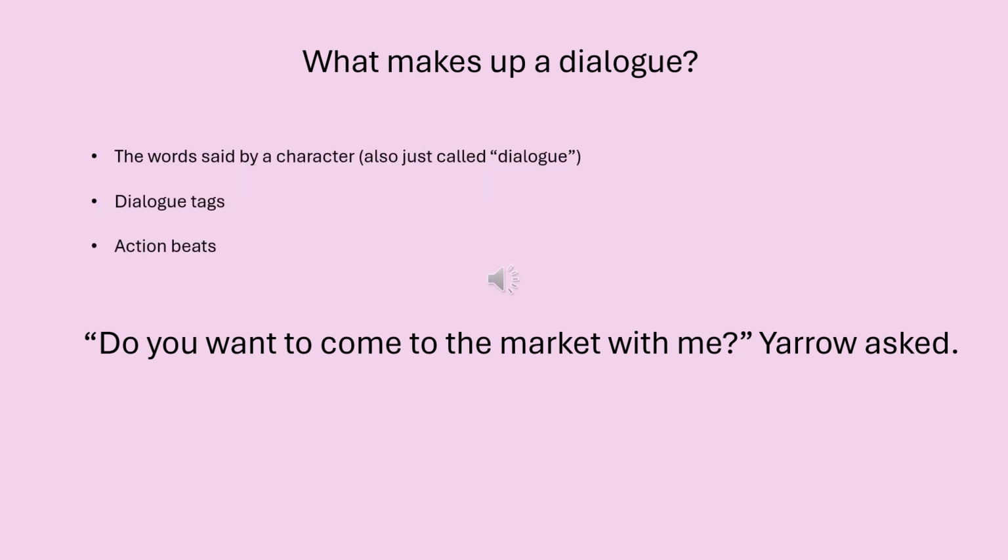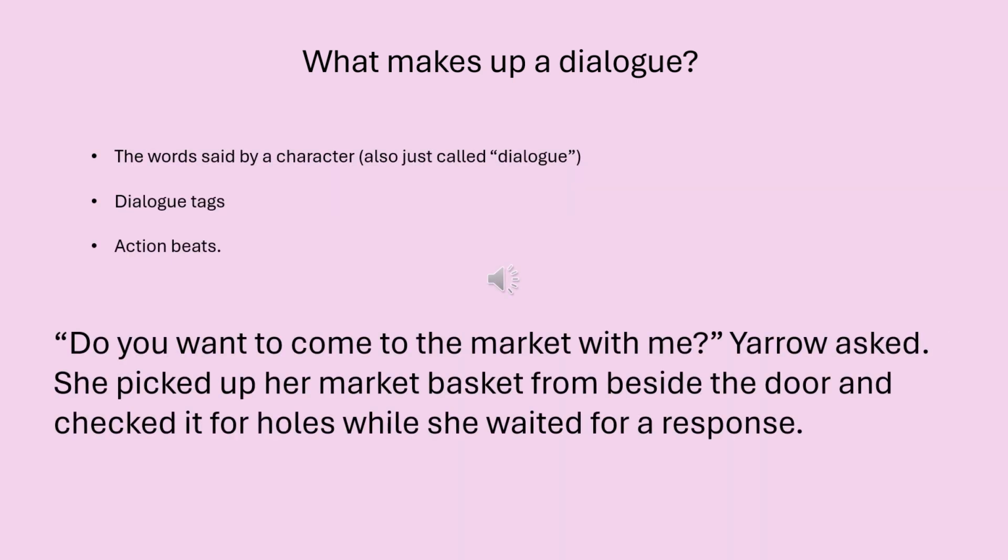All right, and then number 3, the last aspect of dialogue that I am going to talk about is action beats. So the example is, "Do you want to come to the market with me?" Yarrow asked. She picked up her market basket from beside the door and checked it for holes while she waited for a response. So the last sentence there, she picked up her market basket and so on, is an action beat. So we are describing something that happens around things that people are saying.